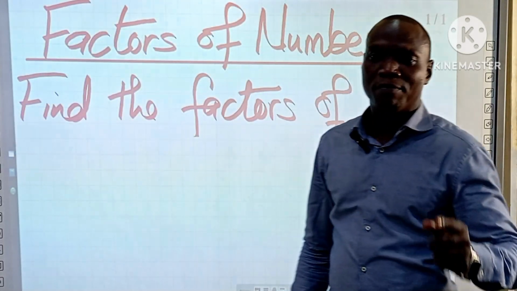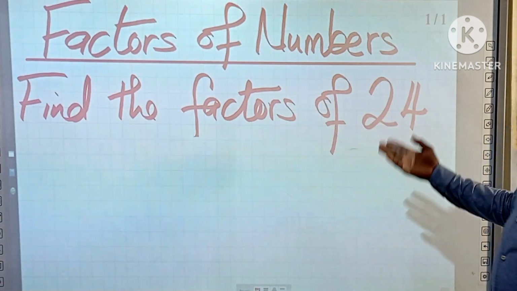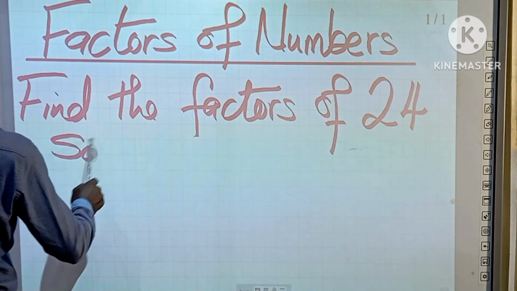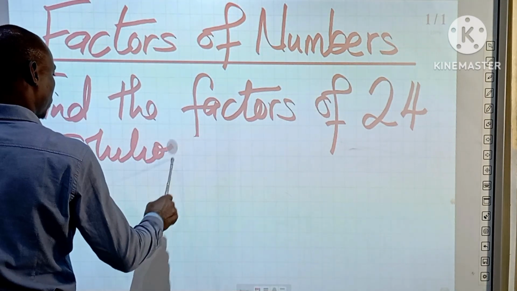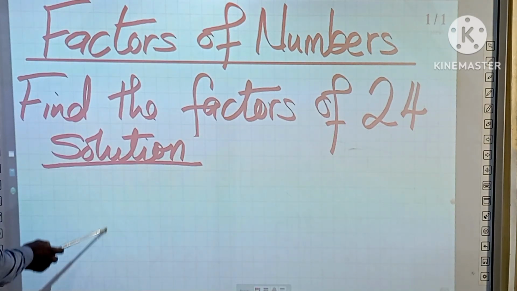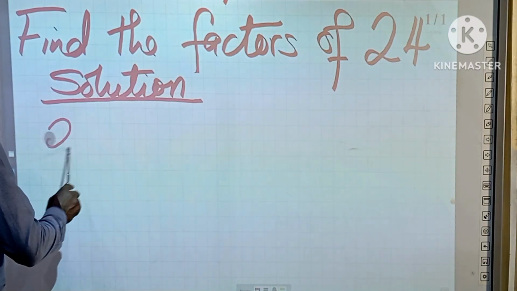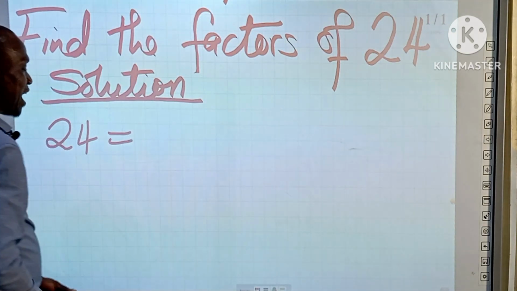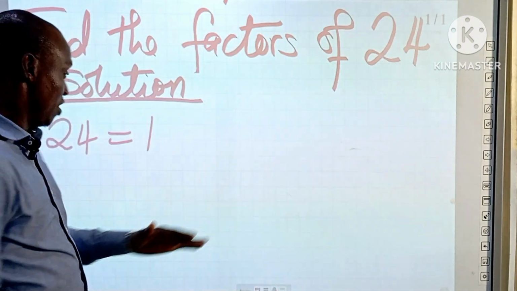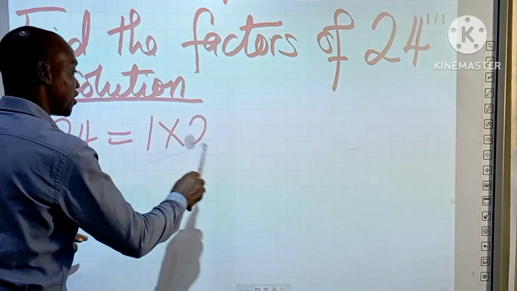So we're going to look at our first example for today, and it is on the board. It simply reads: find the factors of 24. Let's go straight to our solution. When finding the factors of 24, I'm going to use a simple method of factorizing 24. So we have 24, and we can simply start with 1. As I said earlier, 1 is a factor of all numbers, and the number is also a factor of itself. So 1 times 24 gives me 24.